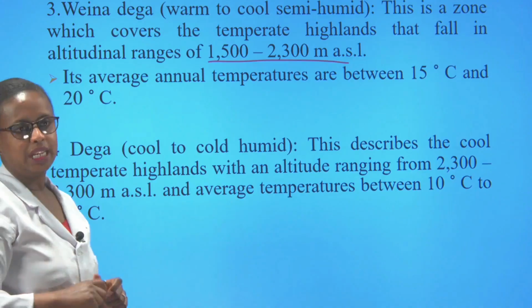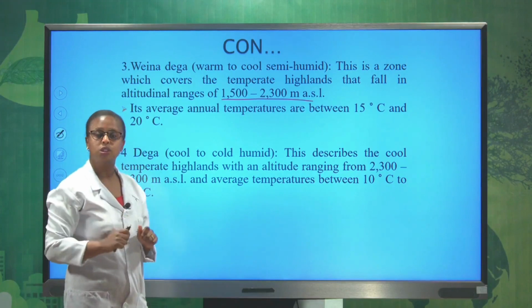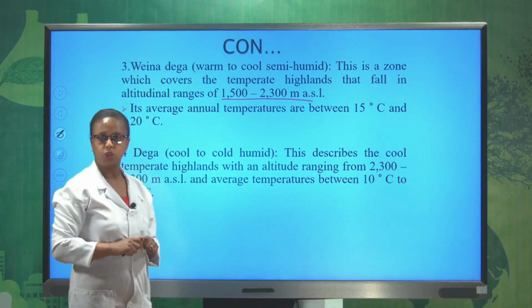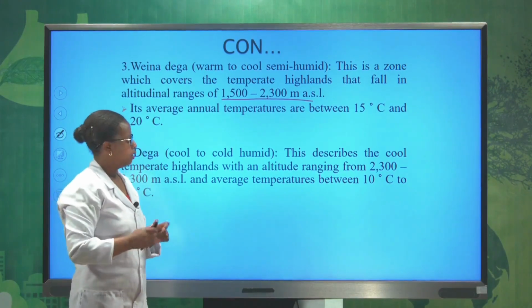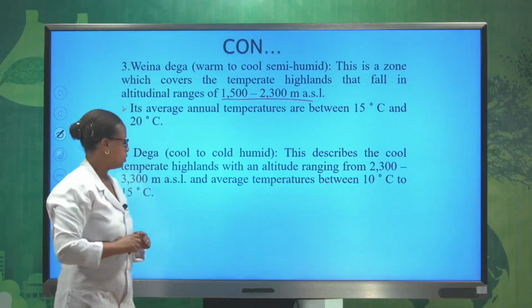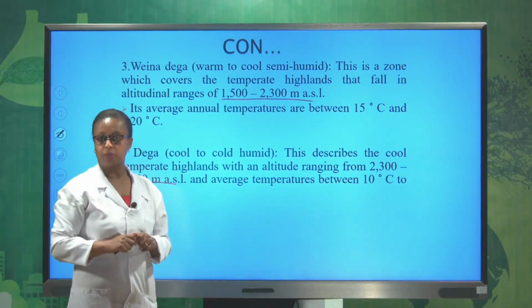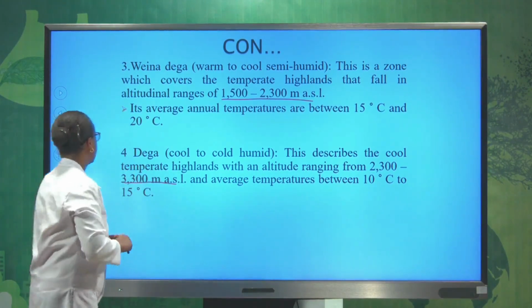and 20 degrees Celsius. The fourth one is Dega, or cool to cold humid zone. This zone is found between 2300 and 3300 meters above sea level, and the mean annual temperature is between 10 degrees Celsius and 15 degrees Celsius.